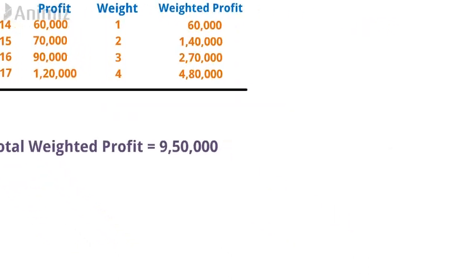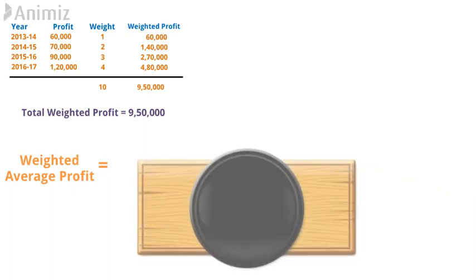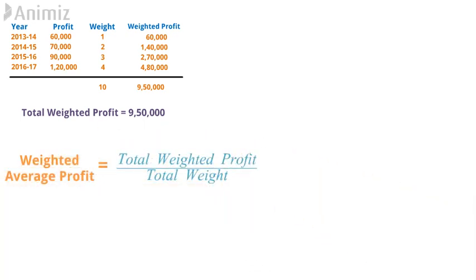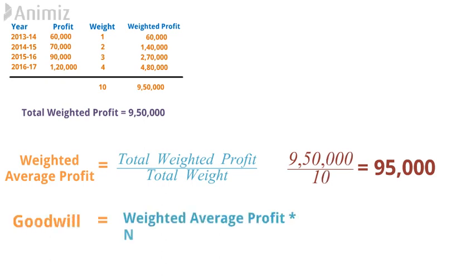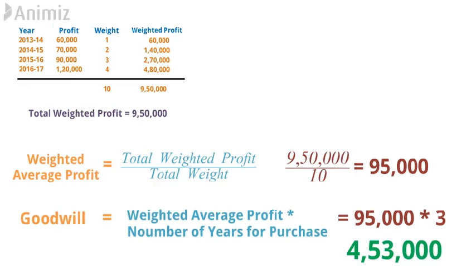Let's move towards the second step, that is weighted average profit. Friends, I am repeating the same thing again, that compulsory you need to memorize this formula, that is total weighted profit divided by total weight. So it comes to 9,50,000 divided by 10, and the weighted average profit is 95,000. Same formula for goodwill, weighted average profit into number of years for purchase, that is 95,000 into 3, and the value of goodwill will be 4,53,000.